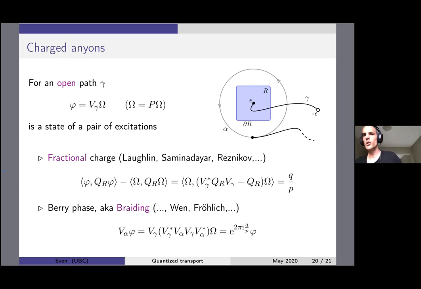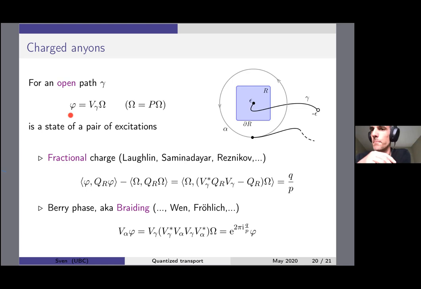I talked about closed loops, but these loops are obtained as an exponential of essentially a charge, which is a sum of terms. So I can also just cut the sum and associate operators to open paths. All of this is of course in a discrete setting. I pick a path gamma, associate to it an operator V gamma, and let that act on the ground state. Because it's not a loop anymore, V gamma will not leave the ground state space invariant. So this state phi here is in fact an excited state. It's not the ground state anymore.